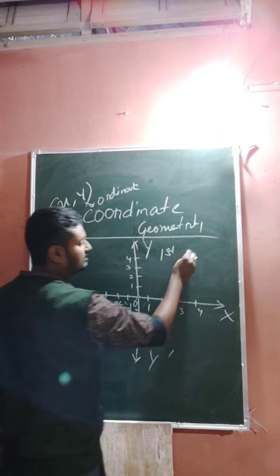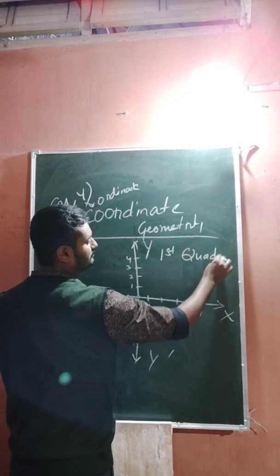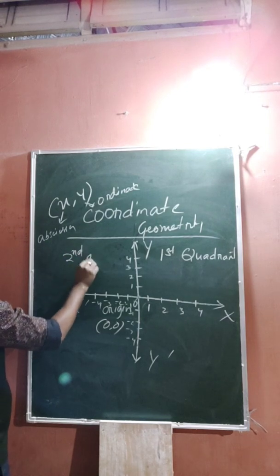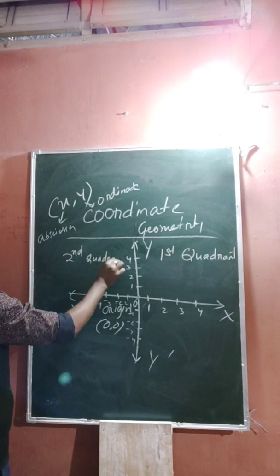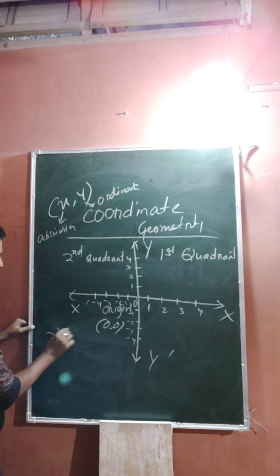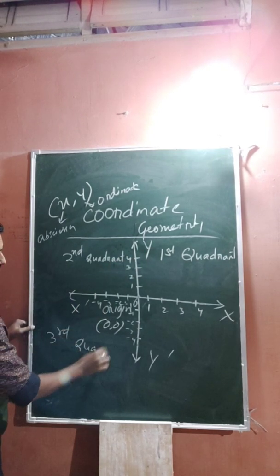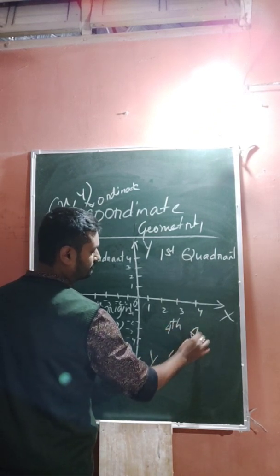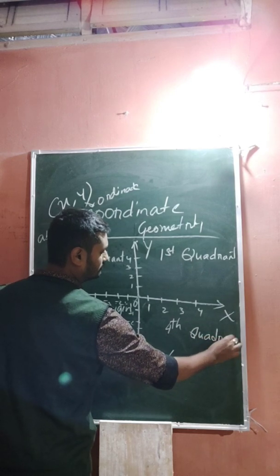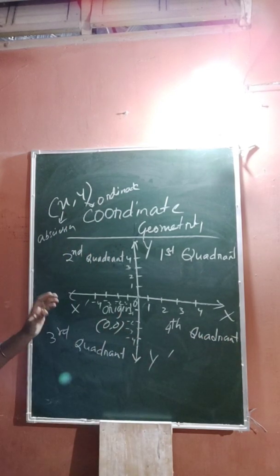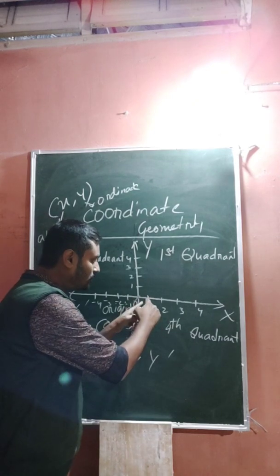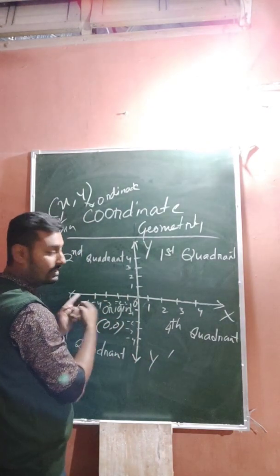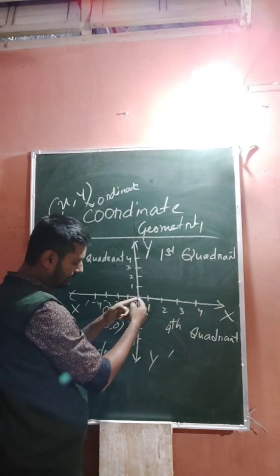That means this part is the first quadrant, this one is the second quadrant, this one is the third quadrant, and this one is the fourth quadrant. Already we discussed that the value of x is positive on this side and negative on this side, and the value of y is positive on this side and negative on the lower side.